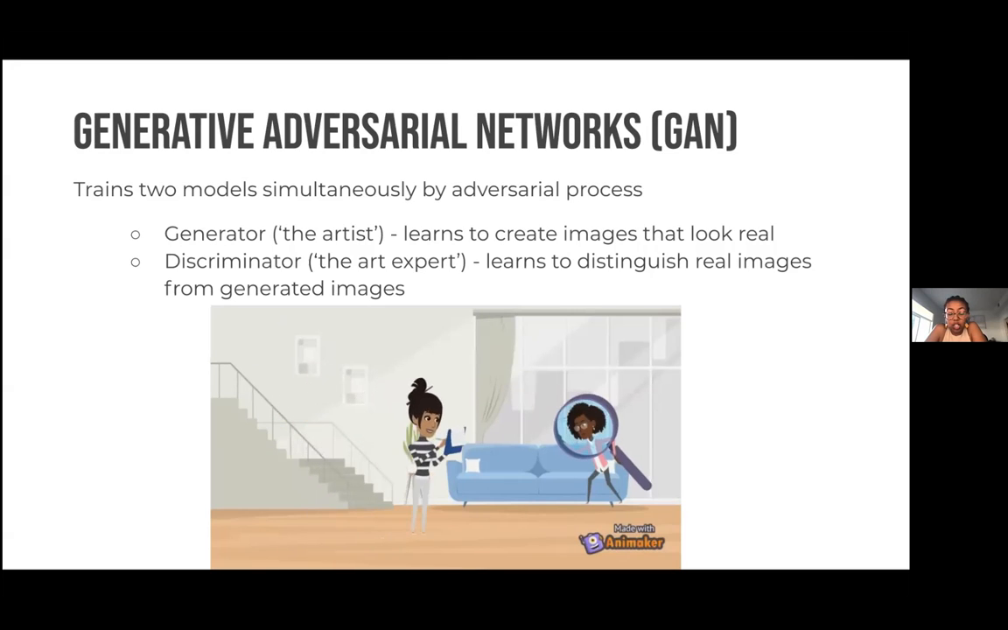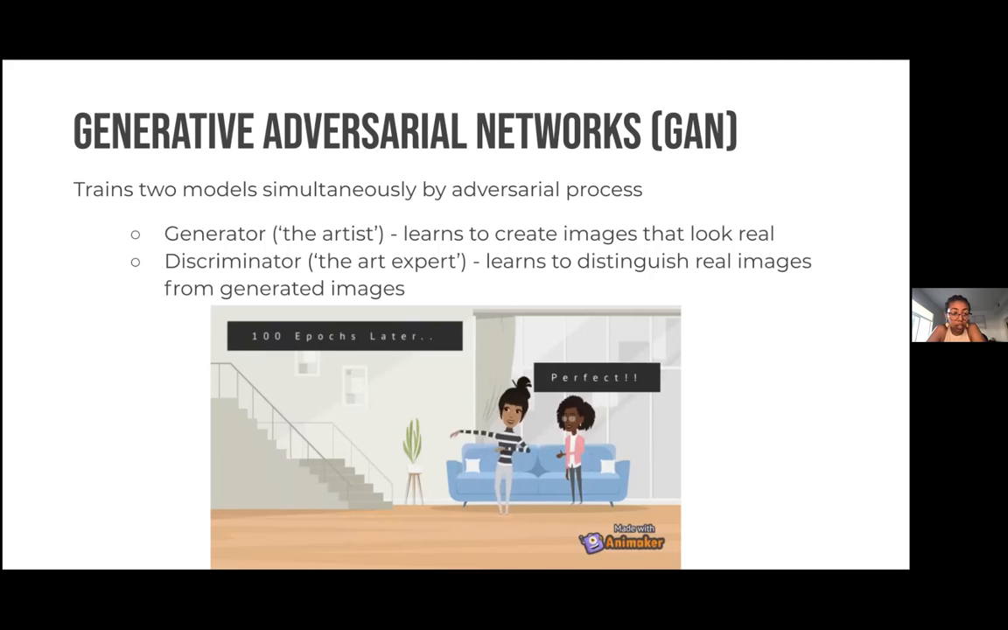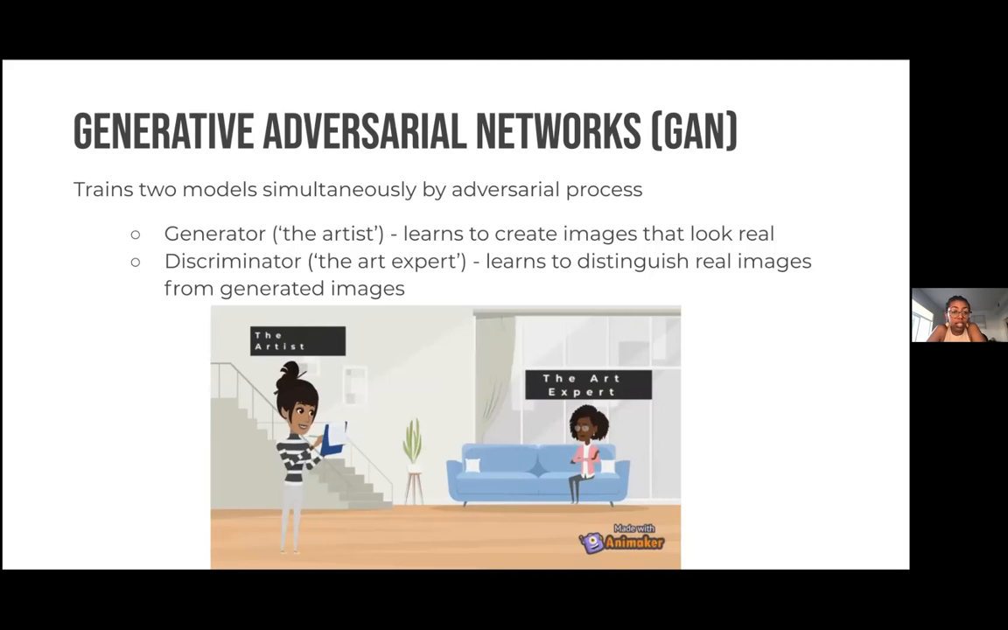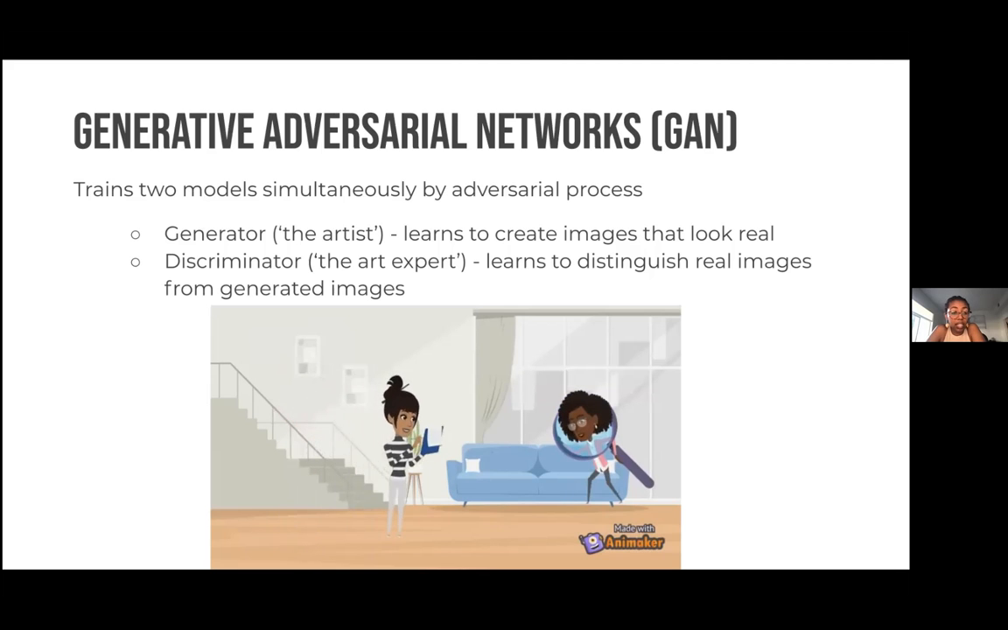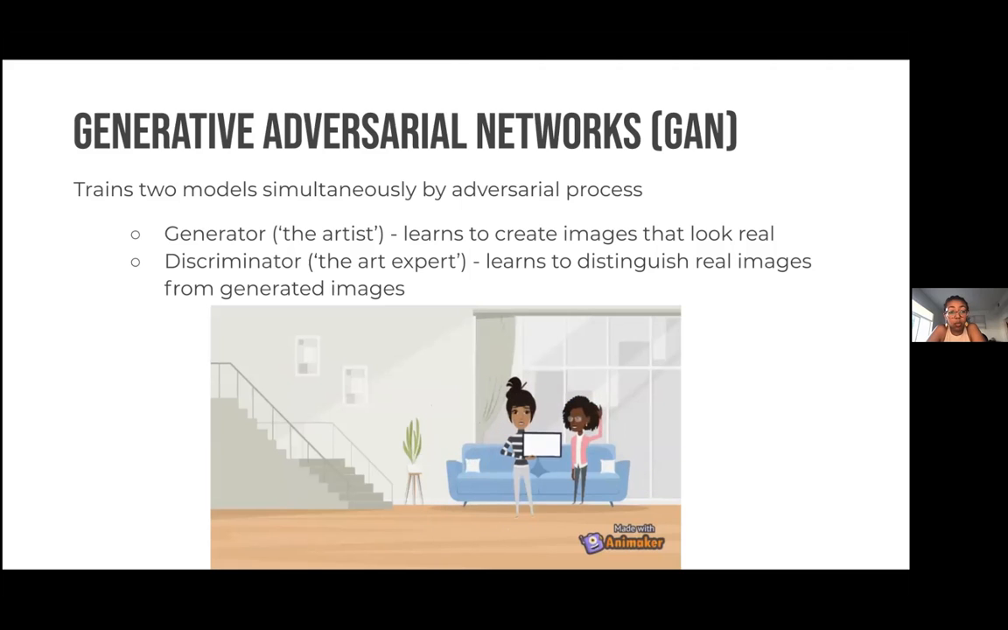GAN could be a little bit of a complex topic, but for this, I will peel the layers, go back to the foundation, and paint you a mental picture of how the algorithm works and what its structure looks like. For GAN, we usually have two neural network models, one pitted against the other. One is the generator, which we can think of in our case as the artist that tries to learn to create images that look real. And we have another one called a discriminator, which we can think of as the art expert that learns to distinguish between the real images and the fake or generated images.